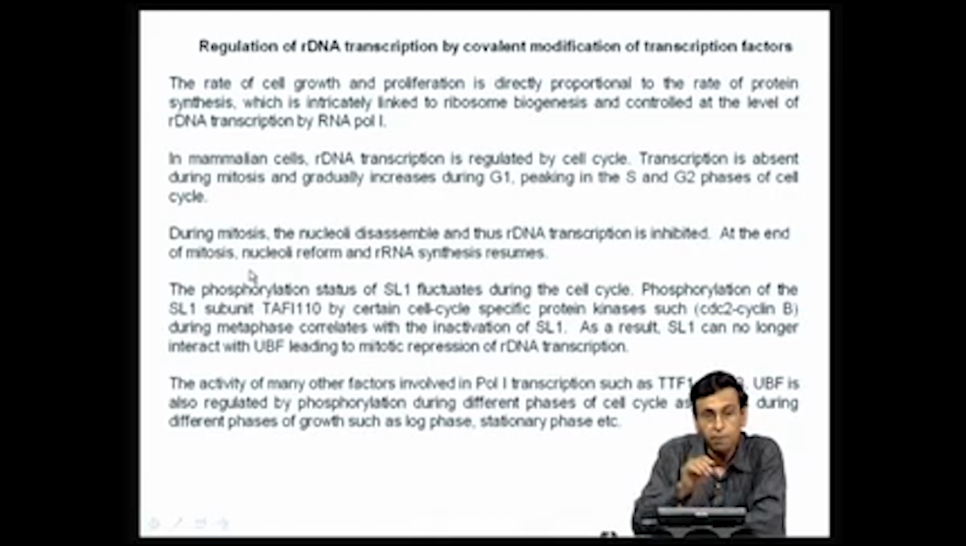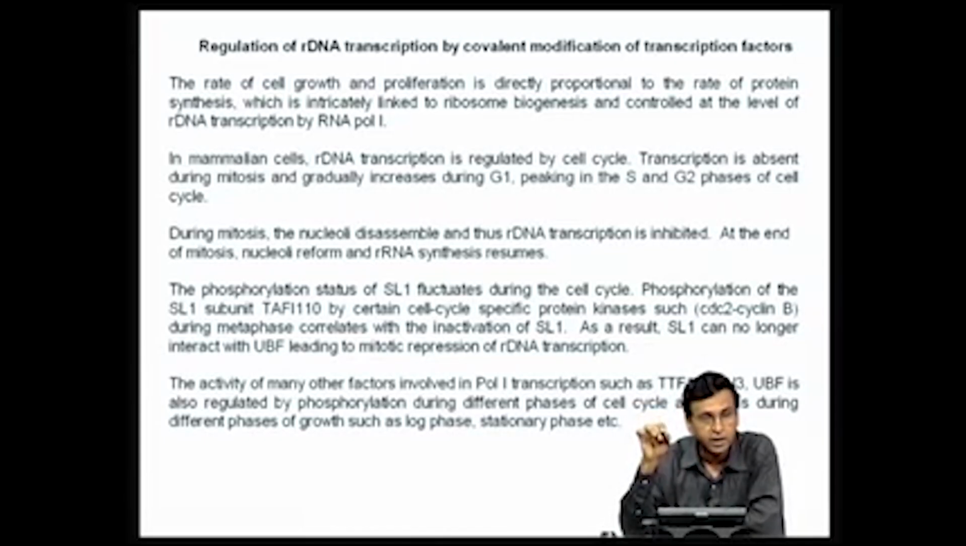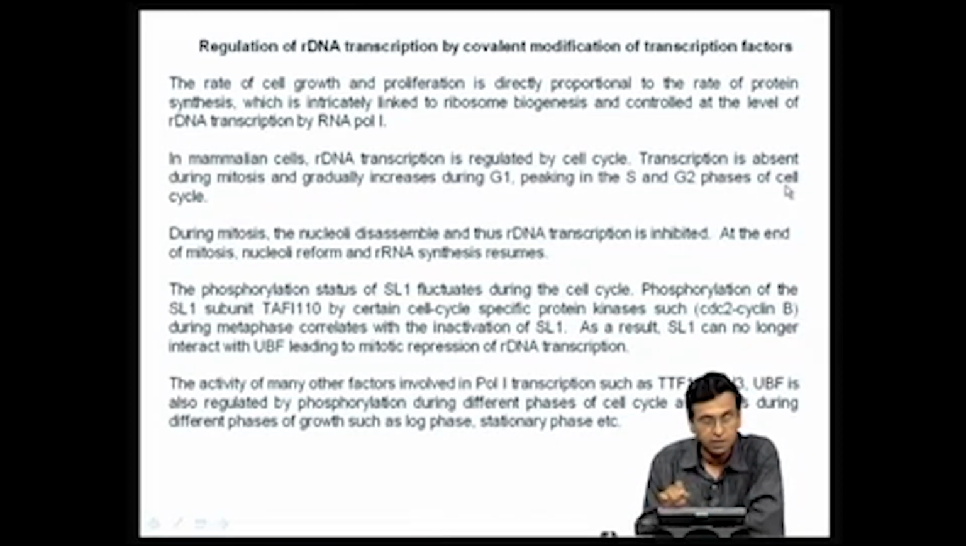So, if you have an actively protein synthesizing cell, you need to enhance the rate of rDNA transcription. Depending upon what stage of the cell cycle the cells are in, the rDNA transcription also is very finely regulated. So, in addition to the requirement of protein synthesizing capability, depending upon the cell cycle stage also, the rDNA transcription is very finely regulated. For example, rDNA transcription is completely absent during mitosis, and then gradually increases during the G1 phase of the cell cycle, and is maximum during the S phase and G2 phase of the cell cycle.